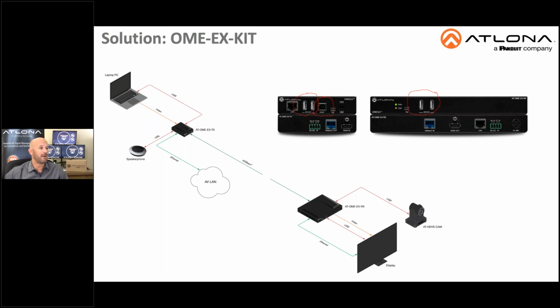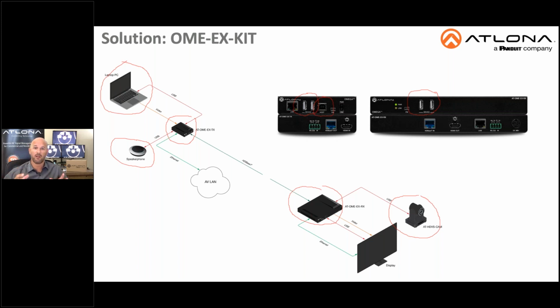Now you look down here on the diagram I've got, the transmitter's up here on the left. My host computer is connected into that to the USB-B host port, and I've got a speakerphone connected into one of the USB-A ports on that transmitter. And down here, connected via a single HD-based connection, a receiver. And to that receiver, I've connected a camera to that USB type A port. So now that host computer has access to that speakerphone and that camera in that simple application.